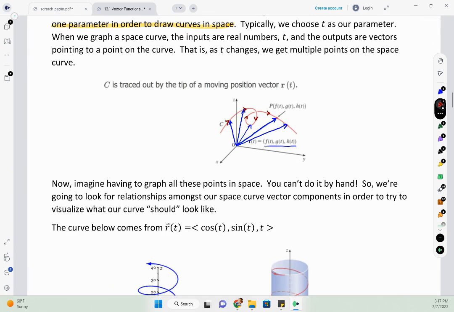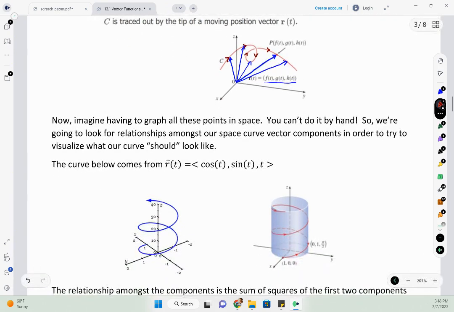We can't possibly graph those one by one. It would be really, really hard. In 2D, some functions were harder than others, but for the most part, we could create a table of values and we could graph a function. In 3D, that's not going to happen. We have to work a little harder for it. Maybe not harder, maybe just more differently.